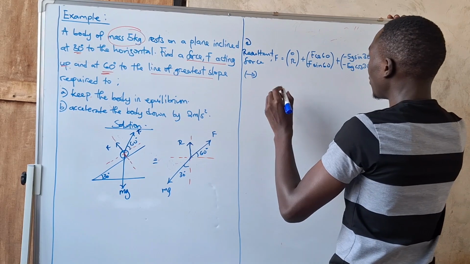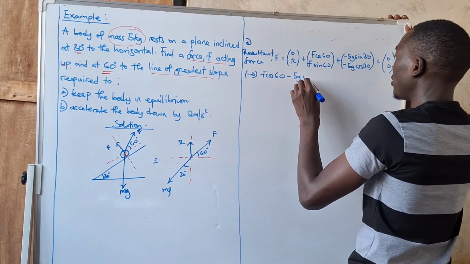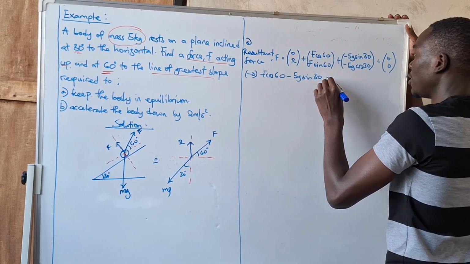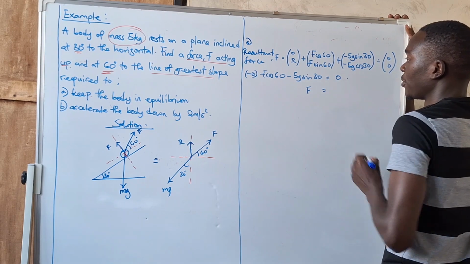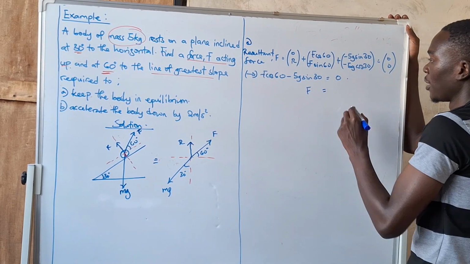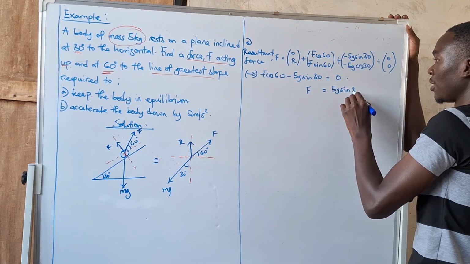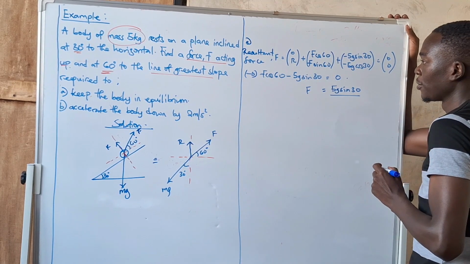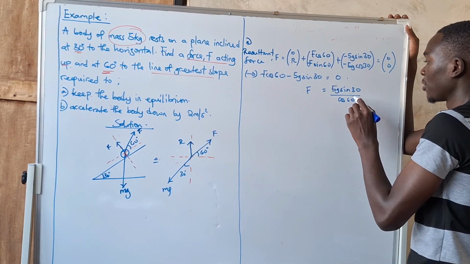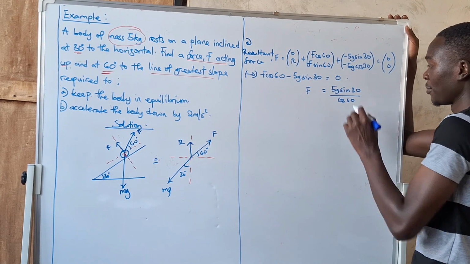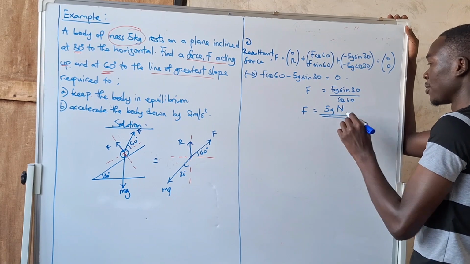So if we go horizontal, you can have F cos 60 minus 5g sine 30 is equal to 0, such that you can have our F as equal to what? So you can use your calculator, then you see this will be F equals 5g sine 30 over cos 60. I don't know how many of you know that cos 60 is actually equal to sine 30. So these ones can cancel. So F will be 5g newtons.